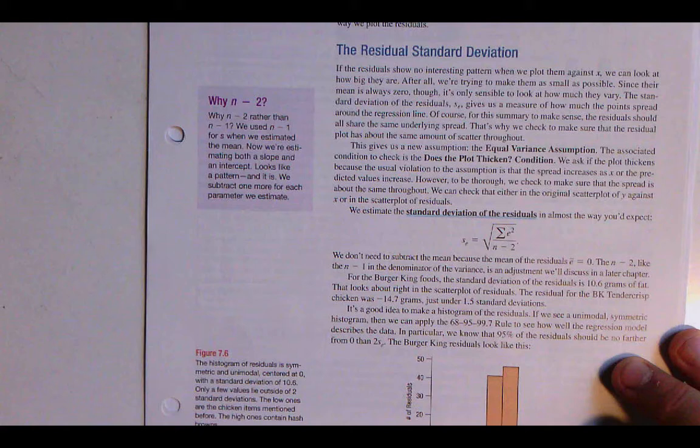But there are these important conditions. We've seen them before: the quantitative variables condition, the straight enough condition, and something called the does the plot thicken condition, which is very useful to be exploring. It's important that we don't have changes in variability. So there are some nice examples in the rest of the section.